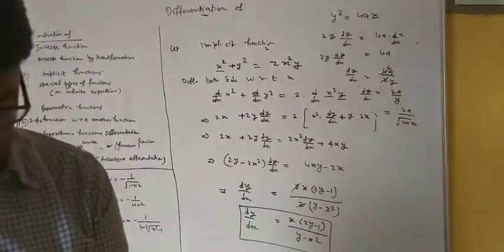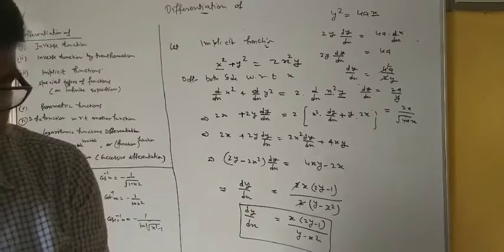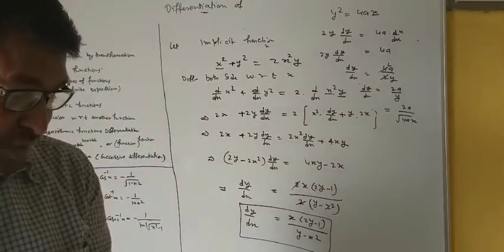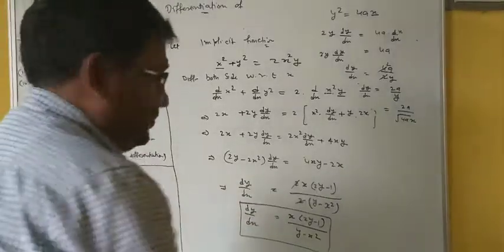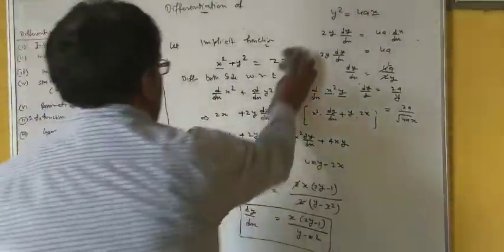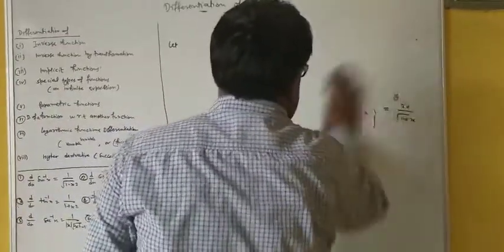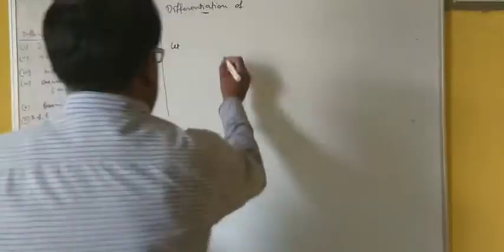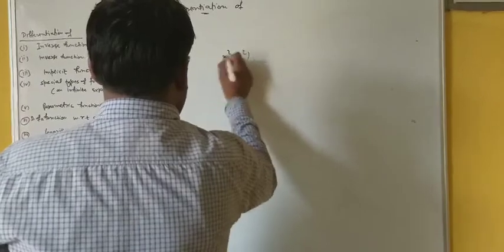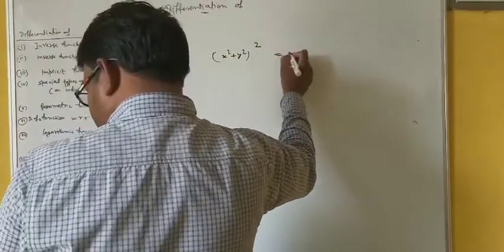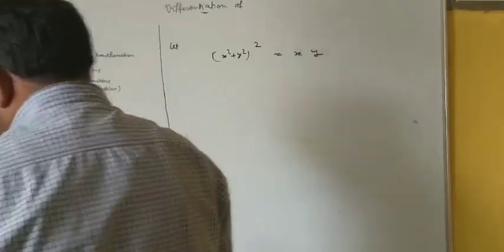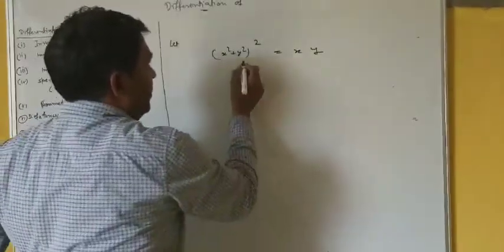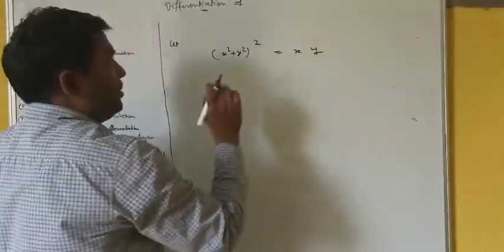Suppose there is one more question. X square plus y square whole square is equal to xy. Now think, how will you solve? Now solving this, differentiating again both of the sides.